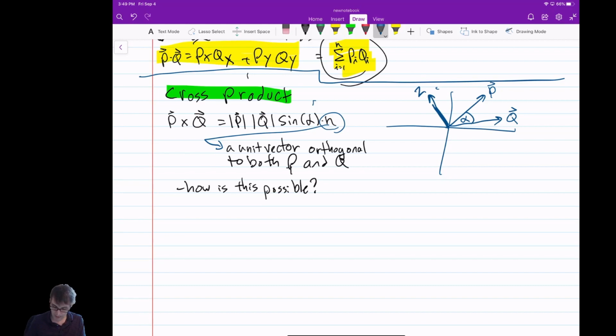So what we get is then a new vector. So P and Q, the size of P is a scalar, the size of Q is a scalar, sine's a scalar, and we get this unit vector n. So we get a vector orthogonal to both P and Q, either positive or negative, and the length of it is defined by this size of P times size of Q times sine. So far this might seem a little random. So let's start to unwrap this.